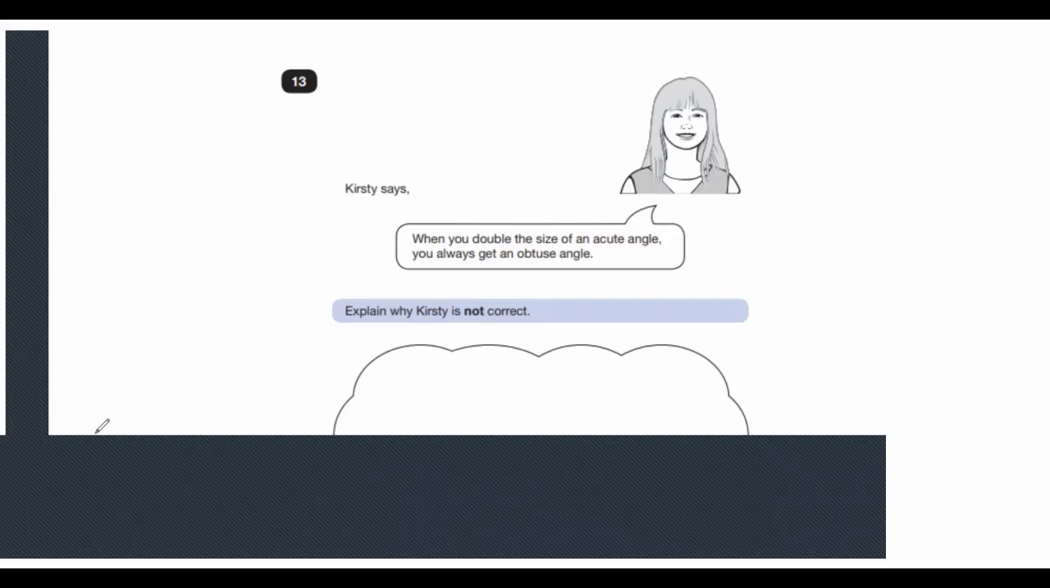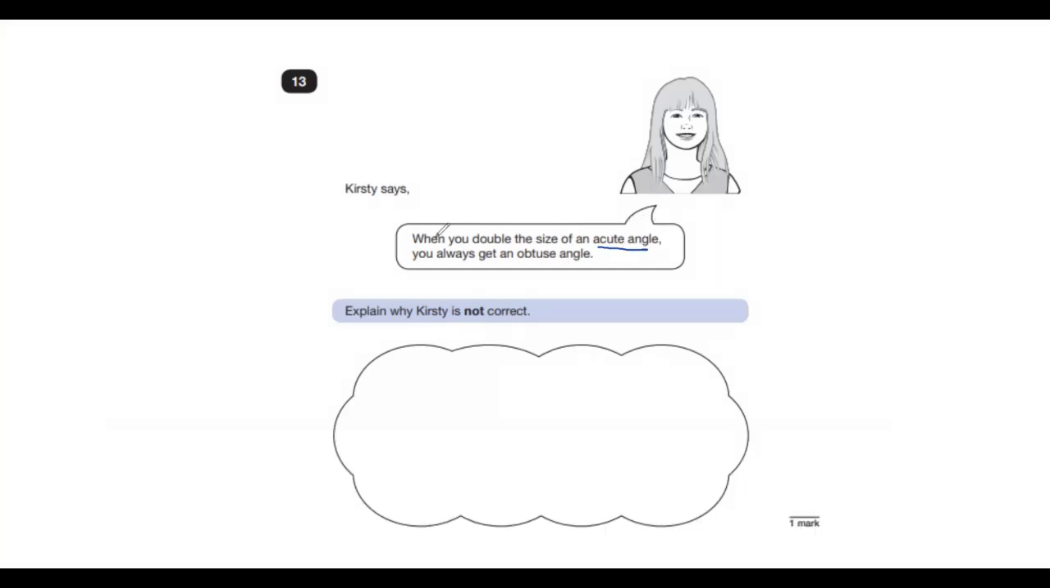2019, paper 3, question 13. Kirsty says, when you double the size of an acute angle, you always get an obtuse angle. Explain why Kirsty is not correct.